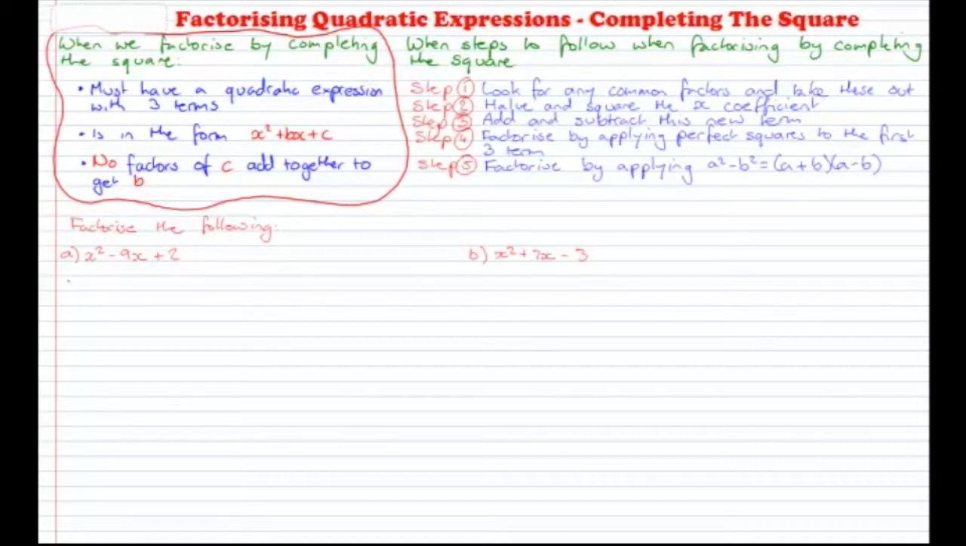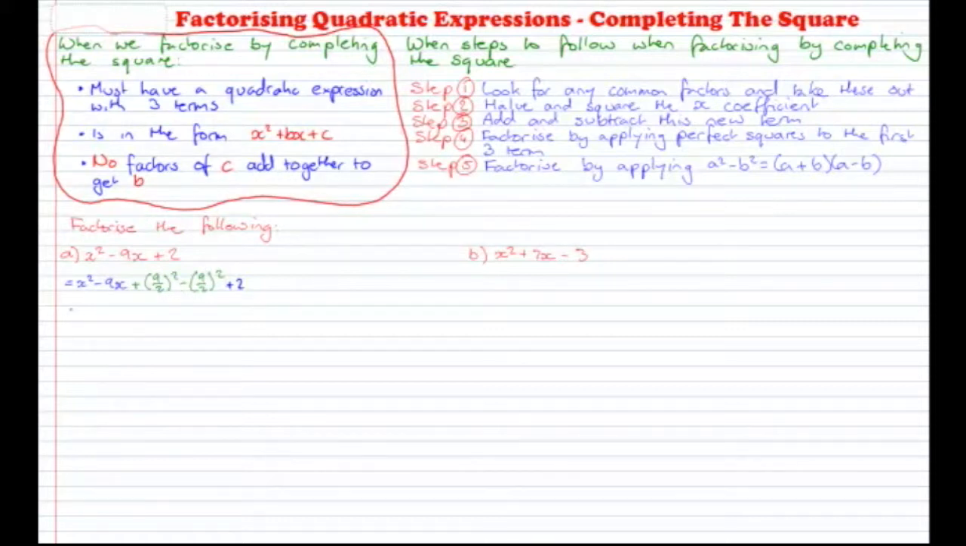So let's do that. We're going to go equals x squared minus 9x. Now we're going to halve and square it, so we go in a different colour, plus (9 on 2) squared minus (9 on 2) squared, and then we go plus 2 at the end. So as you can see, I've halved and squared the x coefficient, and then I've added and subtracted it.